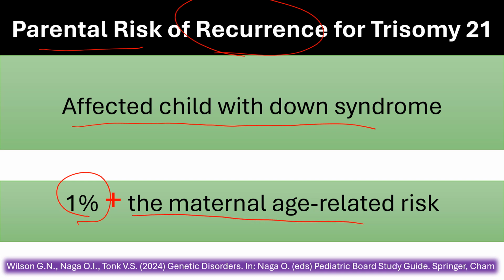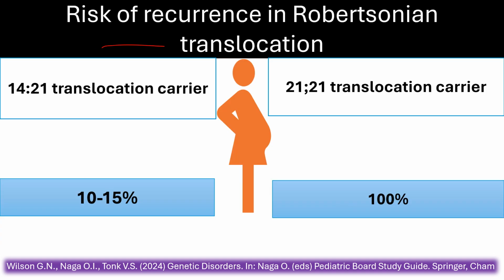Maternal age-related risk, for example, if you have a mother aged 40 to 44 years, her risk is 1 in 100. If the mother's age is over 45 years, her risk is 1 in 50. Risk of recurrence in cases of Robertsonian translocation: if the mother is a 14;21 translocation carrier, the risk is 10 to 15%. If the mother is a 21;21 translocation carrier, the risk of recurrence is 100%.